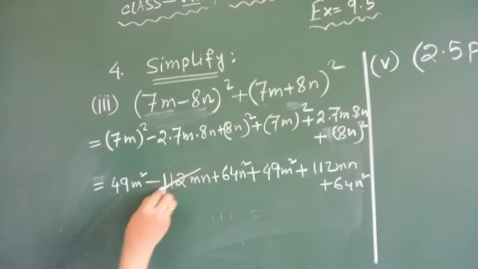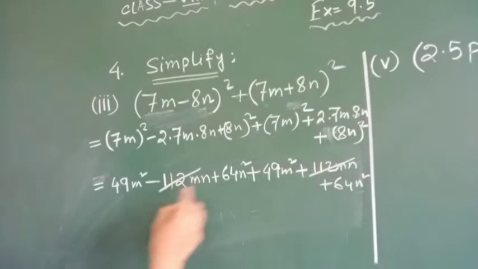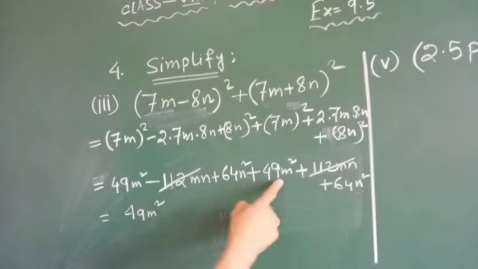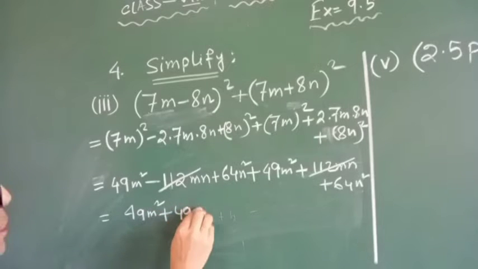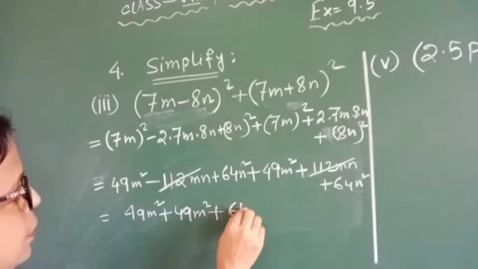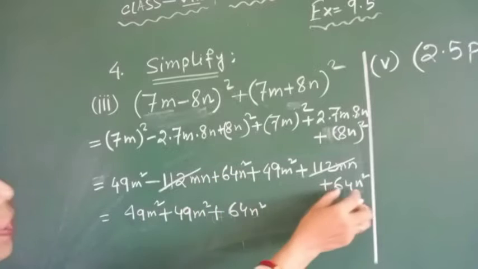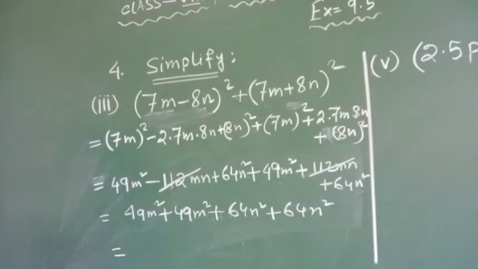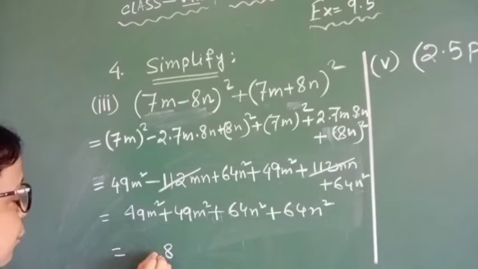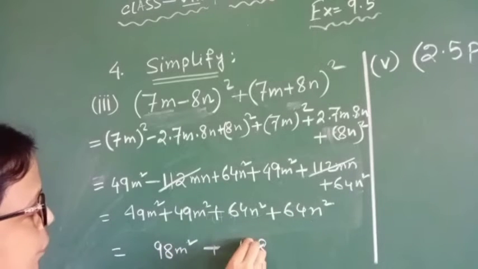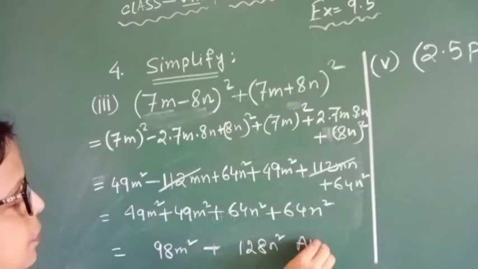Now 112mn plus and 112mn minus, we can cancel them out. After that, 49m square plus 49m square, like terms we need to add, and then 64n square plus 64n square. You have to add all this. Then 49 plus 49 is 98m square, plus 64 plus 64 is 128n square. And this is the answer of this sum.